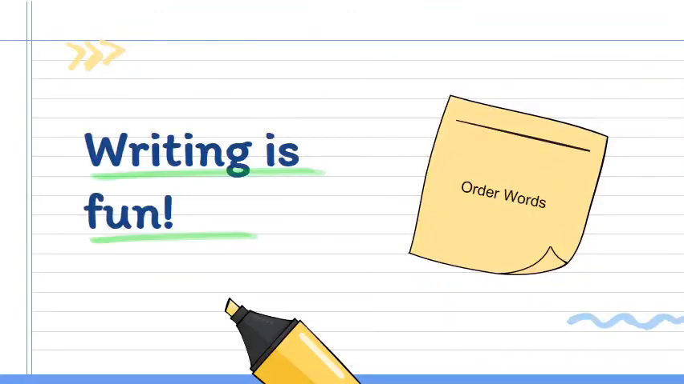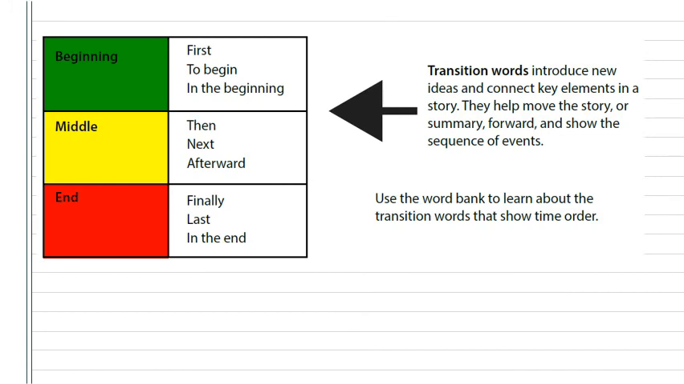Now we will move on to writing, and I'm sure you agree with me that writing is fun. We are going to talk about order. Okay, order words. Usually a paragraph is made of beginning, middle, and end. In the beginning, we have the topic sentence. In the topic sentence, you can say, for example, first, to begin, in the beginning. These words are called transition words, or as you know them, order words. They have many names: order words, sequence words, transition words.